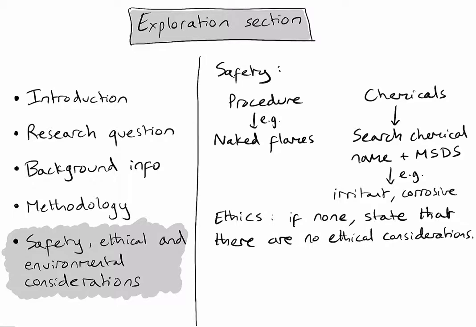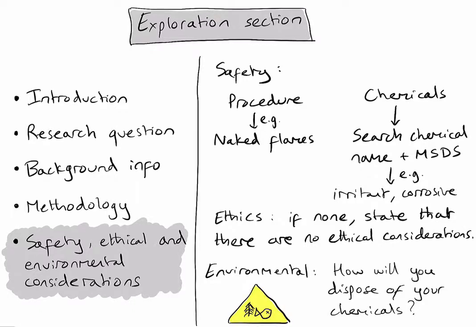The final subsection here are environmental considerations. And this section relates to how you will dispose of any products produced in any processes in your investigation. A key indicator to look for here would be a hazard symbol harmful to the environment related to any of the chemicals you've used throughout. Again, this might depend on the specific quantities and concentrations of chemicals that you've used.